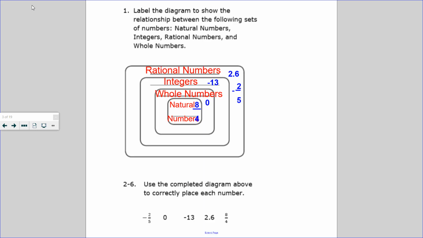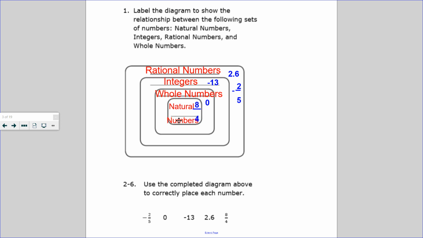It's time for review. So the first thing you need to know for the upcoming test is how to classify numbers. Given a number, can you tell me which category it best belongs to? So label the diagram to show the relationship between the following sets.